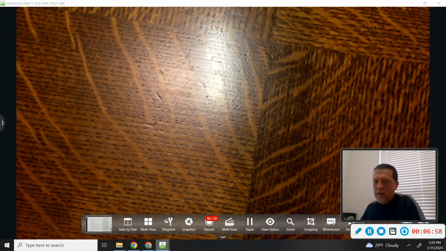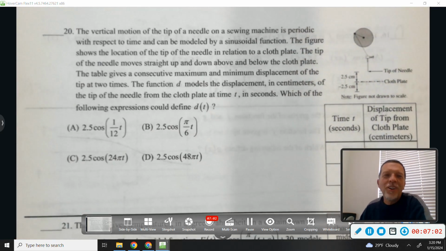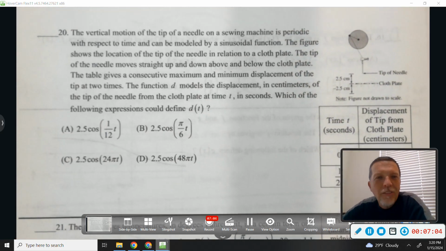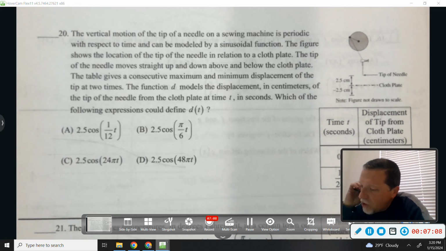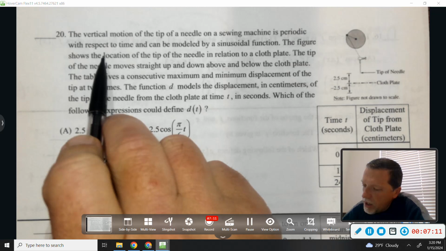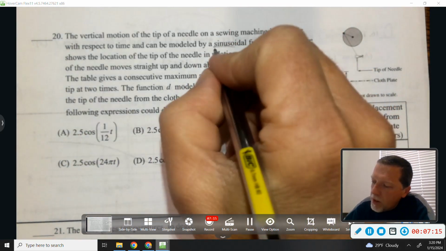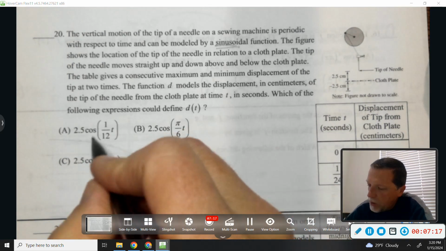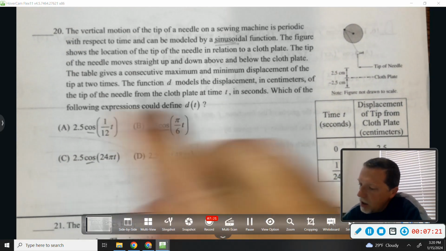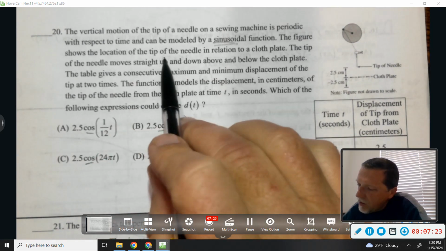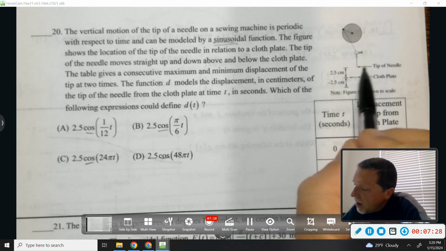Number 20. The vertical motion, so the up and down motion, of the tip of the needle on the sewing machine is periodic with respect to time and can be modeled by a sine function. Remember, sine just means sine or cosine, so we can pick either one. Looking ahead, it's obviously a cosine function. The figure shows the location of the tip of the needle in relation to a cloth plate.